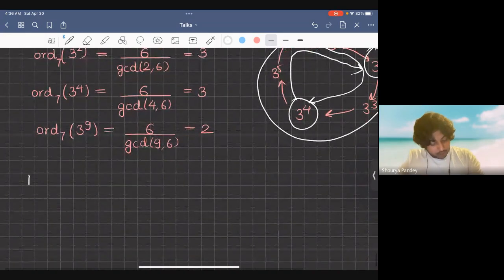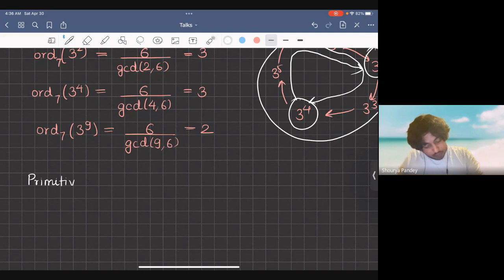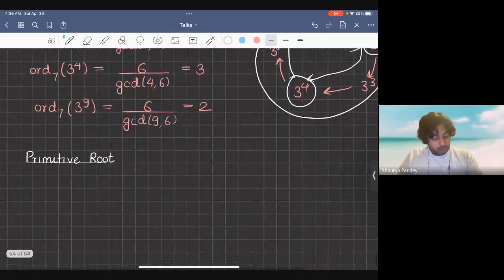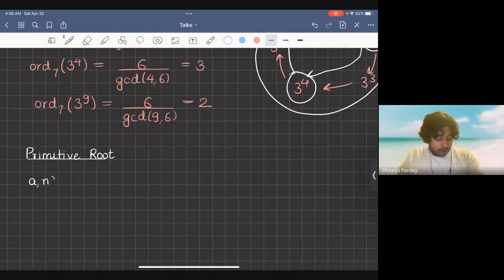Let me define what a primitive root is now. There will be some definitions in the beginning, but then we can slowly get to problems. Primitive root: let a and n have GCD 1, n is greater than 0, a and n are integers. Just standard stuff.